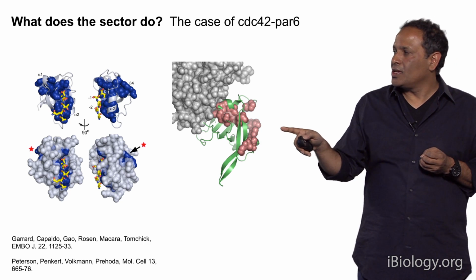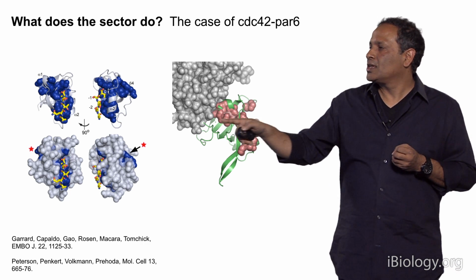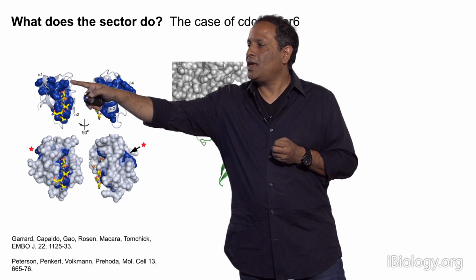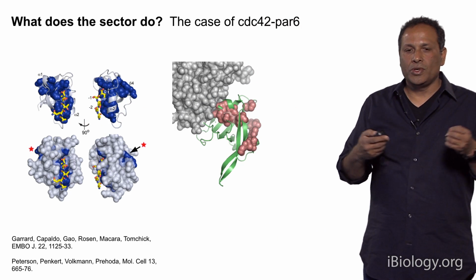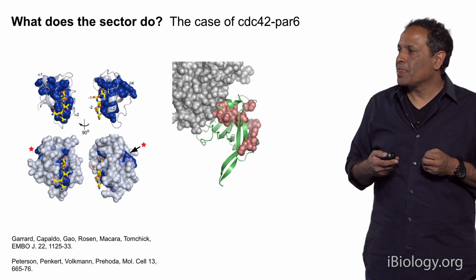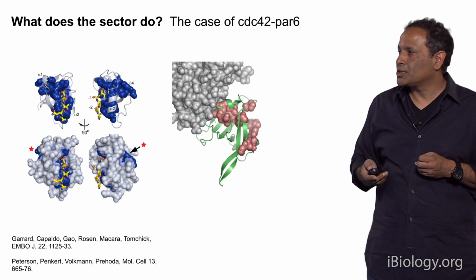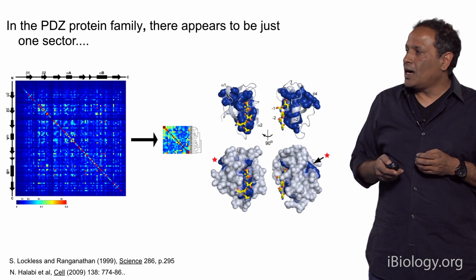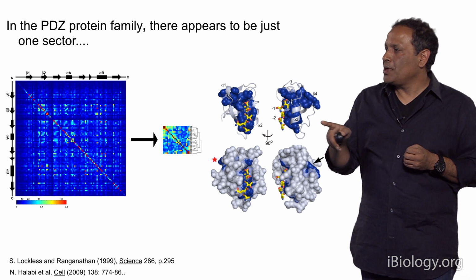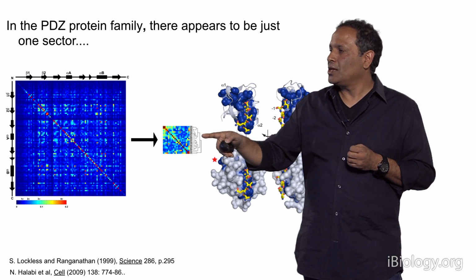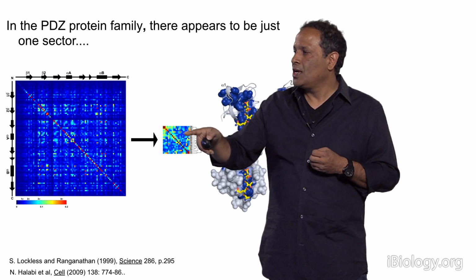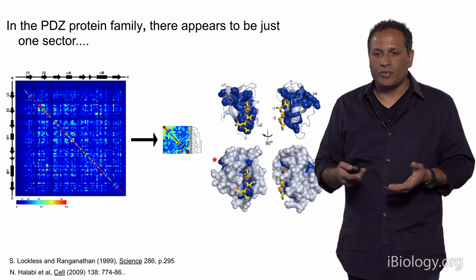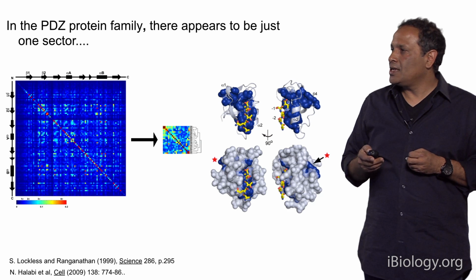So at least anecdotally, there is some evidence that these systems of amino acids may be the underlying structure for what's called allosteric communication, or the ability of distant sites to control each other in proteins. So in the PDZ domain family, as you can see by this analysis, there appears to be just one sector. All of the non-random correlations are held within one single group of co-evolving positions, but that need not be true.